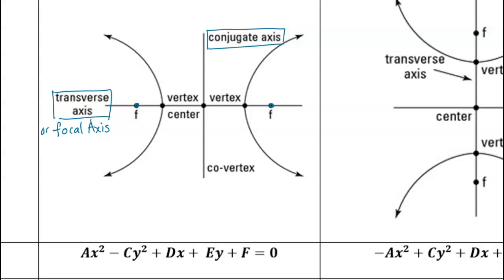The A value is on the transverse axis, and it is the length from the center to the vertex. The vertex being the center points of your parabolic shapes. So here, this from the center to our vertex is our A value, which on a hyperbola is now called the semi-transverse because it is half of the transverse axis.